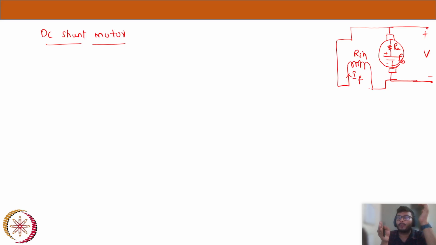Line current I drawn from supply. Now I is nothing but the summation of two currents: field current and armature current. Just because it's in a parallel connection, current will be divided: IF plus IA. So let me also write IA here. Since it's parallel, current will be divided. Voltage will be the same across the parallel branches. Now I is nothing but IF and IA.